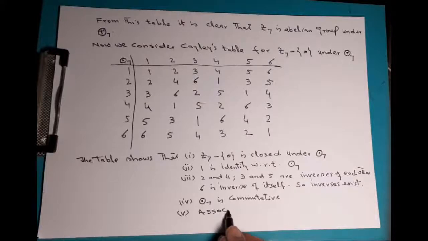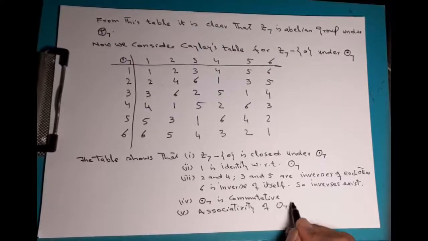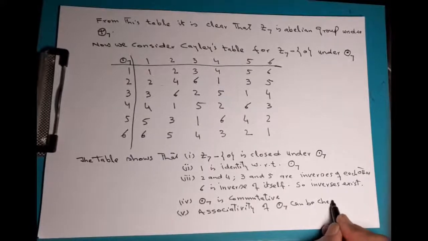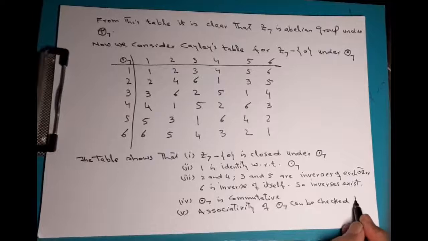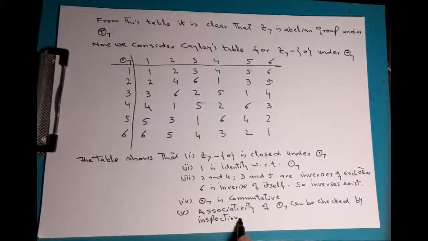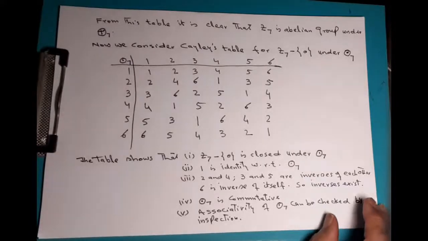Associativity of multiplication modulo 7 can be checked by inspection. So these observations make Z7 minus 0 an abelian group under multiplication modulo 7.